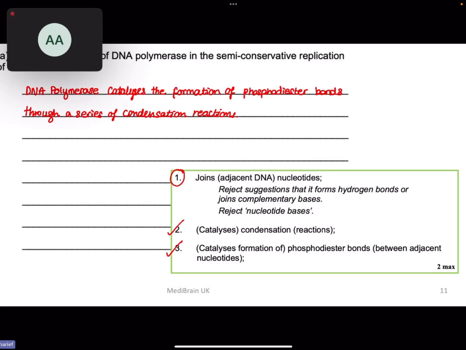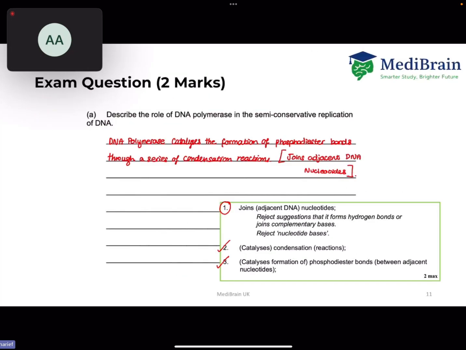It joins nucleotides. That's essentially what it does. It joins adjacent DNA nucleotides. But I had the other 2 points because it was written down and then you had to include it. I've just forgotten the first point. It joins the adjacent DNA nucleotides. Okay, so joins adjacent DNA nucleotides.